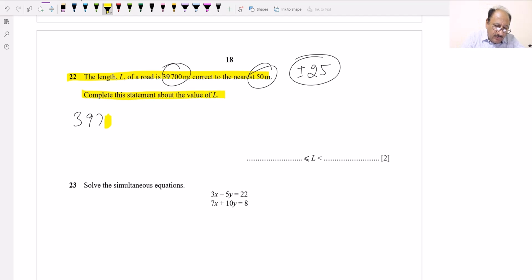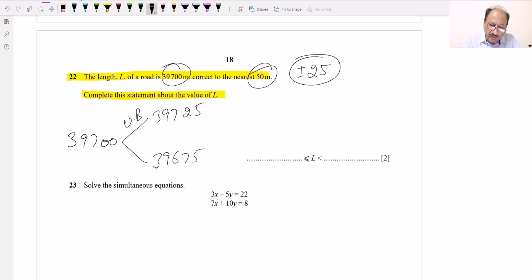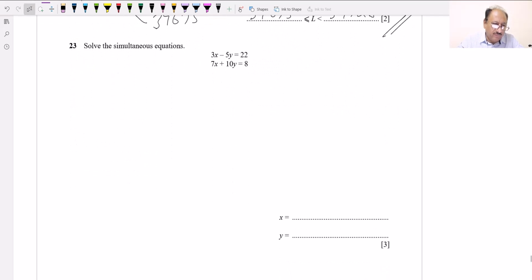So basically we are looking for the upper bound and lower bound. The upper bound of this number will be 39725, and 39675 will be the lower bound. The lower bound will be on the lesser side, which is 39675, and the upper bound should be on this side, which is 39725. And keep in mind, this is a 2 mark question. If you switch these two values, you will lose 1 mark, so be careful for this one.